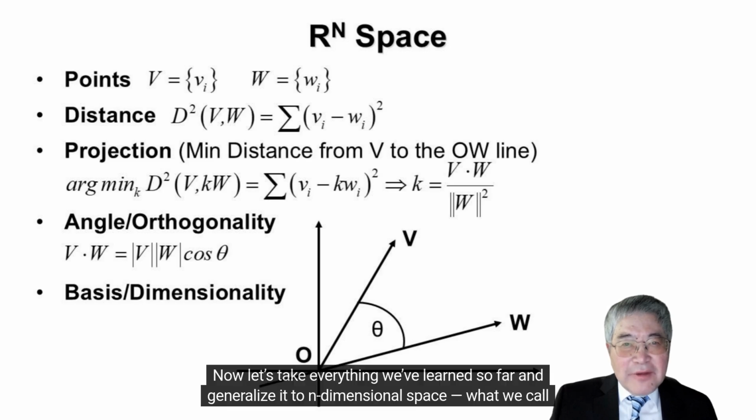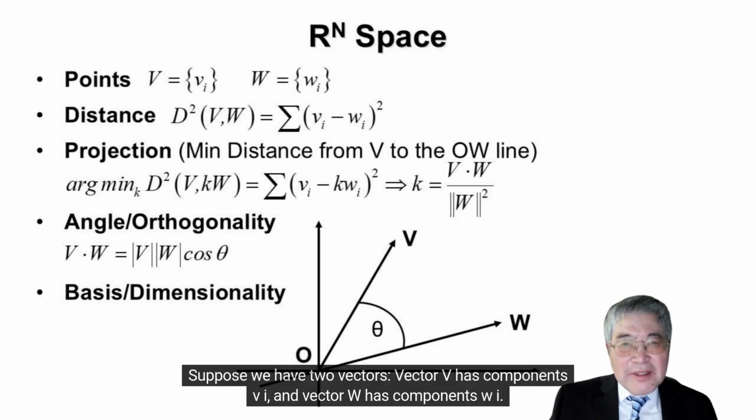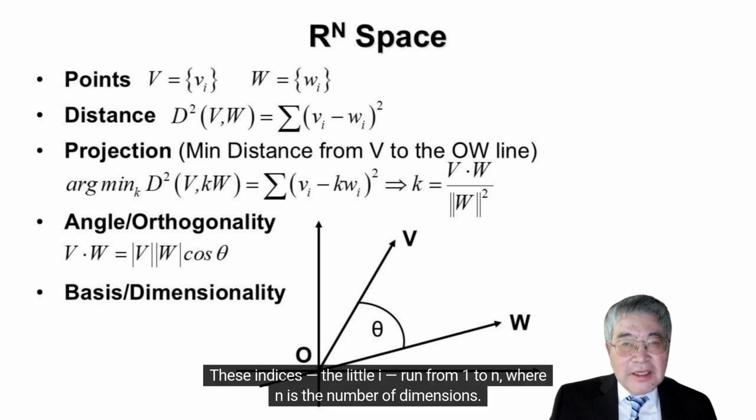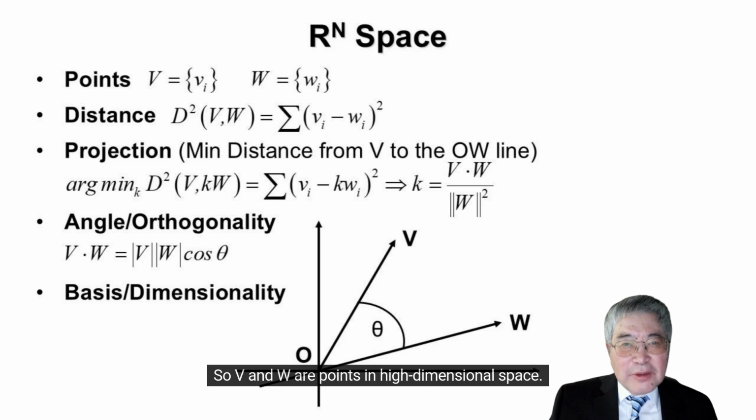Now let's take everything we've learned so far and generalize it to n-dimensional space, what we call R^n, or more formally R superscript n. Suppose we have two vectors. Vector v has components v_i and vector w has components w_i. These indices, the little i, run from 1 to n, where n is the number of dimensions. So v and w are points in high-dimensional space.